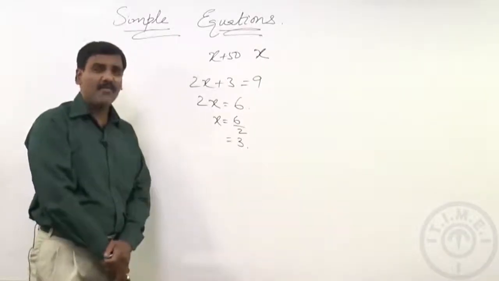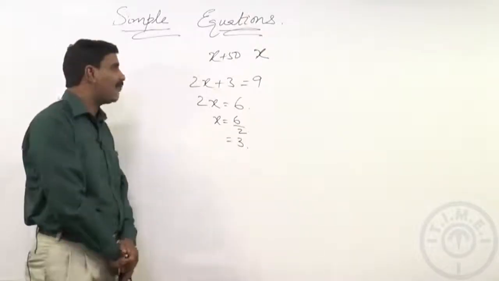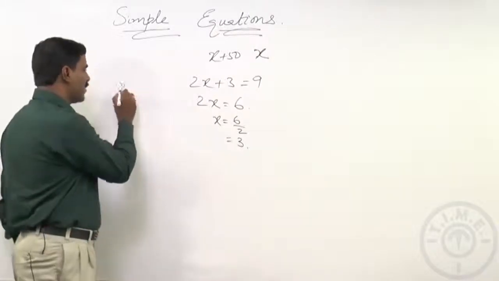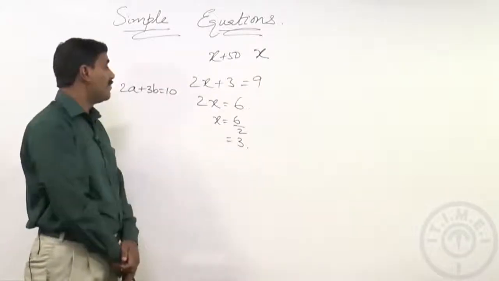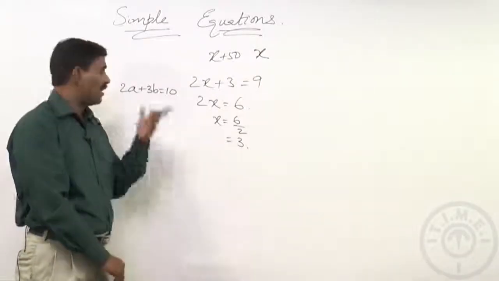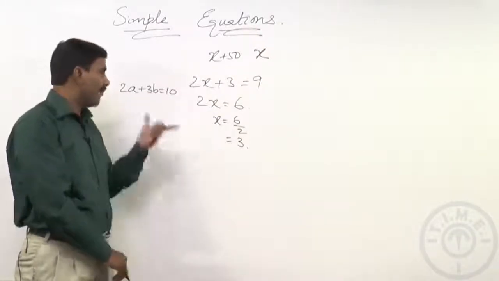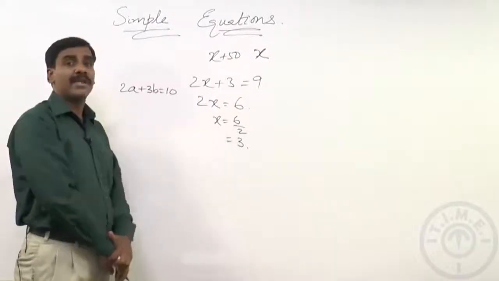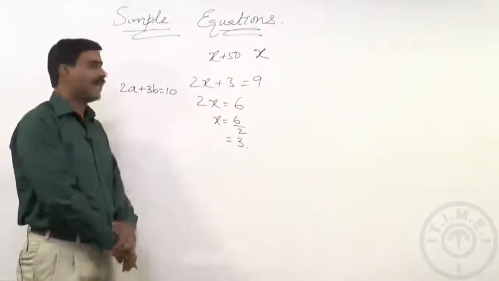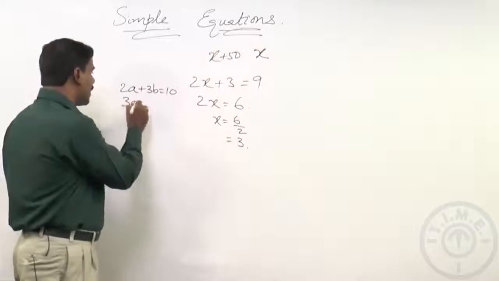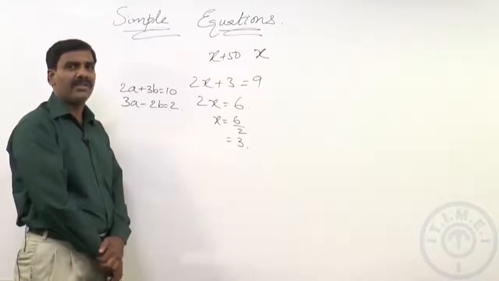And if we have one variable, from school days we know that one equation is sufficient to get the value of that variable. Suppose we have a two variable equation like 2a plus 3b is equal to 10. Can we find the value of the variables a and b? No, not possible. We can find values of a and b, but not a unique solution. To find the values of a and b uniquely, we require one more equation in terms of a and b that is different from this, like 3a minus 2b is equal to 2. Solving these two equations, we can find the values of the variables.